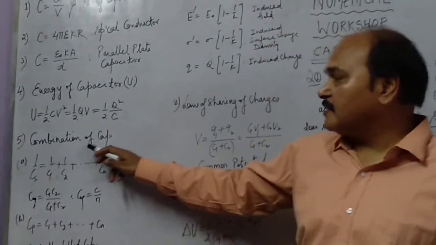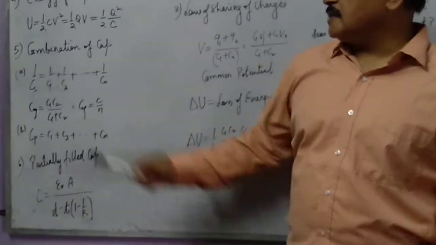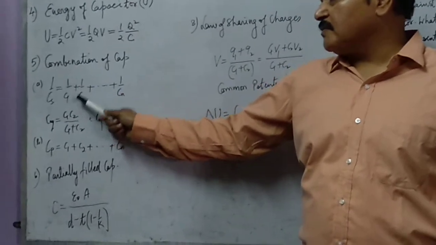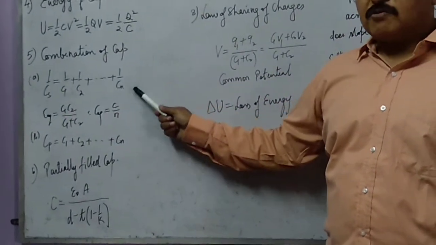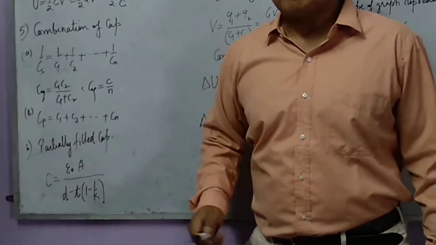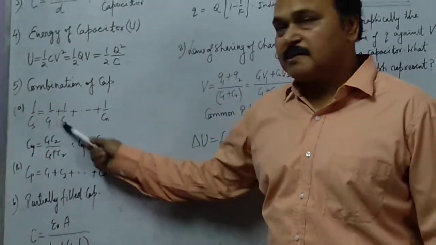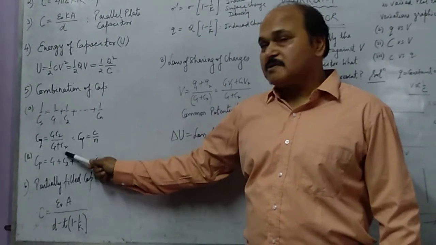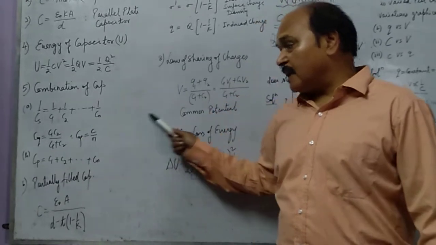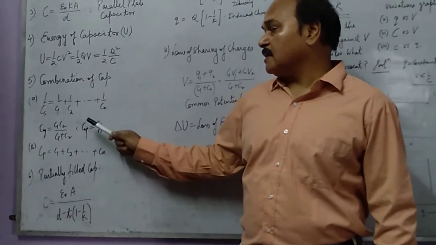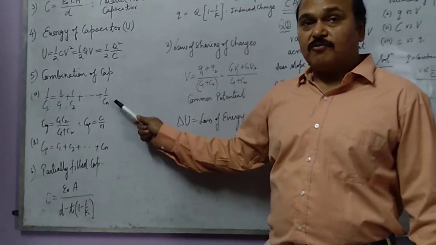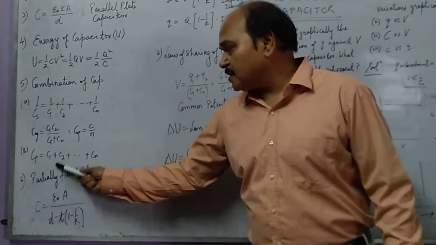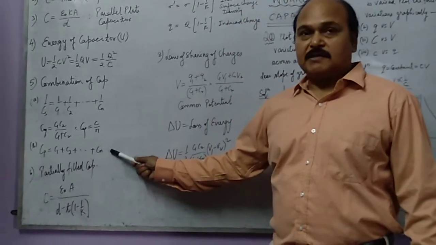Thereafter we studied combination of capacitors in series. The equivalent capacitance of capacitors connected in series is 1/C1 + 1/C2 and so on up to 1/Cn, that is, the inverse of the sum of their inverses. If there are two capacitors connected in series, then the equivalent is C1C2 upon C1 + C2, that is, product upon sum. If all n capacitors connected in series are identical, the capacitance is C upon n, that is, the value of C divided by n. In parallel, the equivalent capacitance is the simple sum of the capacitances of every capacitor connected.